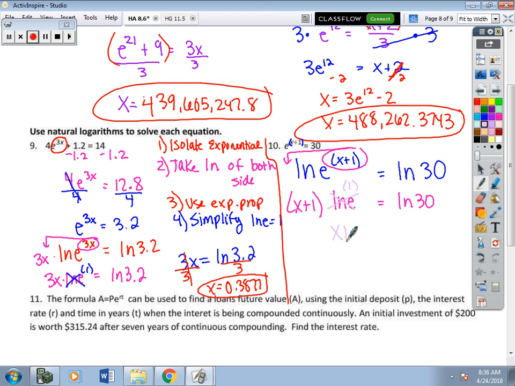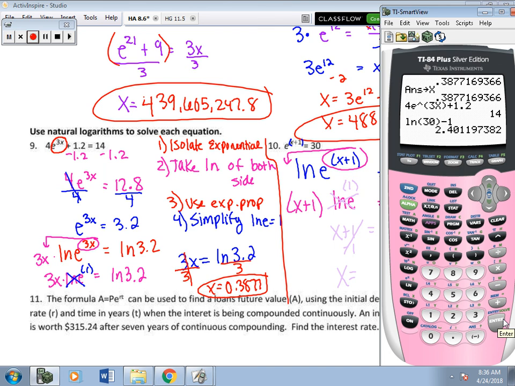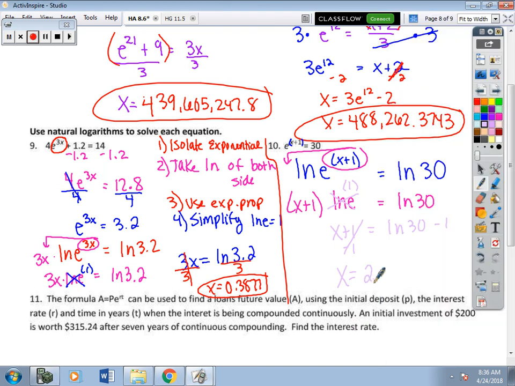So then we just have to undo addition with subtraction. So natural log of 30, make sure you close that parenthesis and subtract 1. 2.4012. Of course, we could check that, but I'm not going to take the time to.